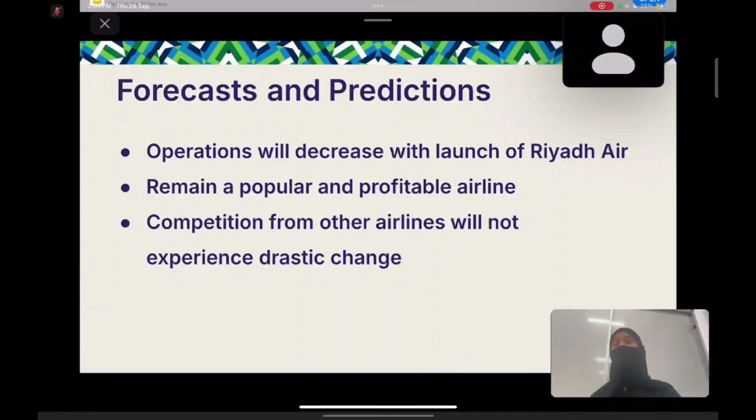Forecasts and predictions. My teammates and I predict that operations in Saudi Airlines will decrease with the launch of Riyadh Air. More specifically, flights from and to Riyadh will be most affected, as the aforementioned airlines will dominate that area. However, Saudia will probably still remain a popular and profitable airline given its long-standing history and status as the nation's main flag carrier. We also predict that competition from other airlines in the kingdom will not experience drastic change, as the other low-cost carriers target a different demographic.